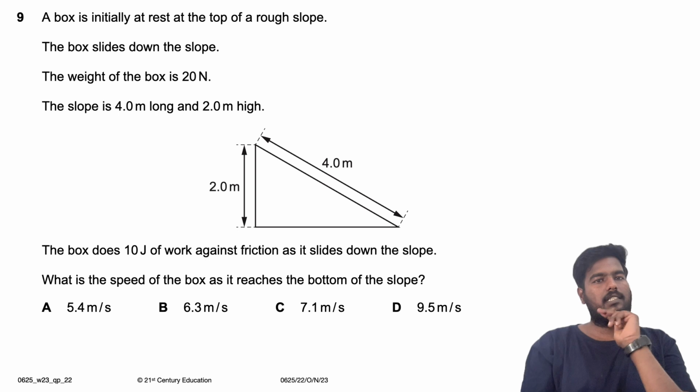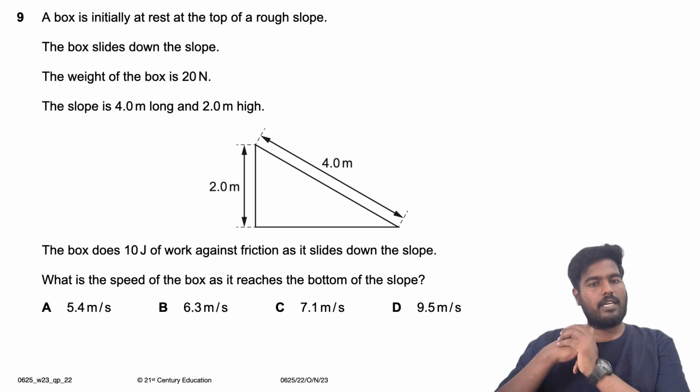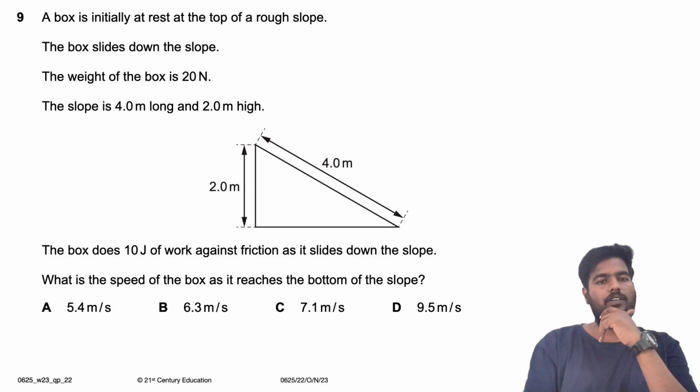A box is initially at rest at the top of a rough slope. The box slides down the slope. The weight of the box is 20 Newton. The slope is 4 meter long and 2 meter high. The box does 10 joule of work against friction as it slides down the slope. What is the speed of the box as it reaches the bottom of the slope?